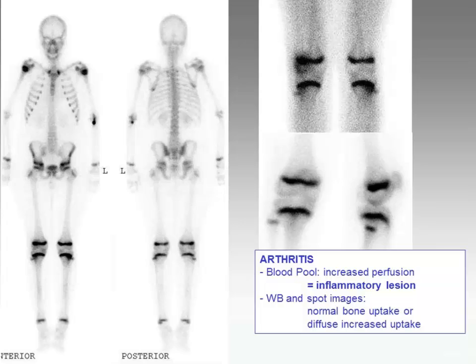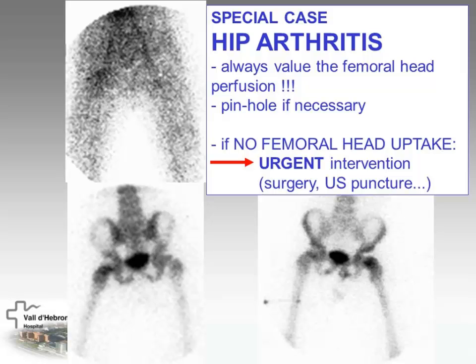This is one special case, the hip arthritis. Remember that in case of hip arthritis, or arthritis of the scapula, you always have to evaluate the perfusion of the femoral or the humeral head. Why? Because in case of arthritis, there can be an increase in the pressure inside the articulation, and the perfusion of the head can be decreased or can be zero.